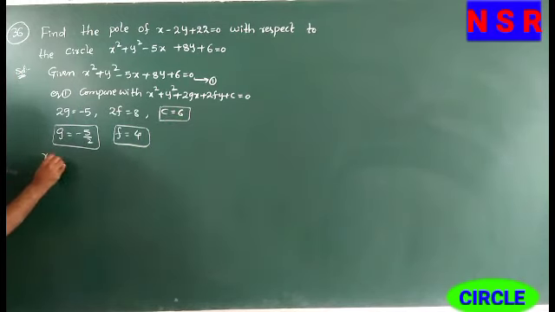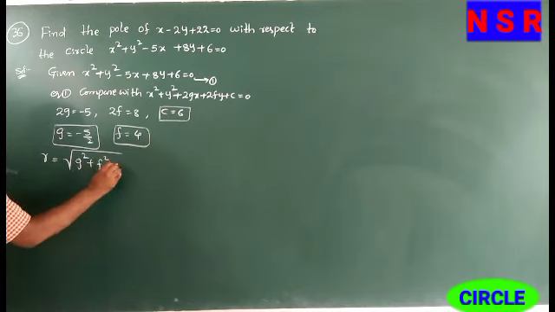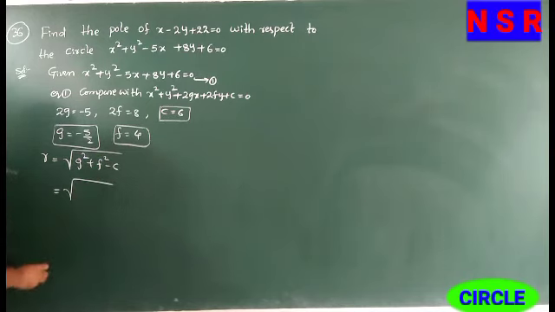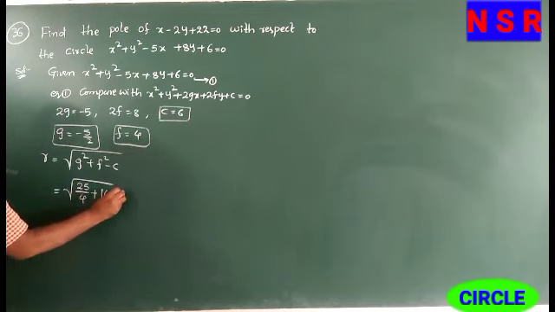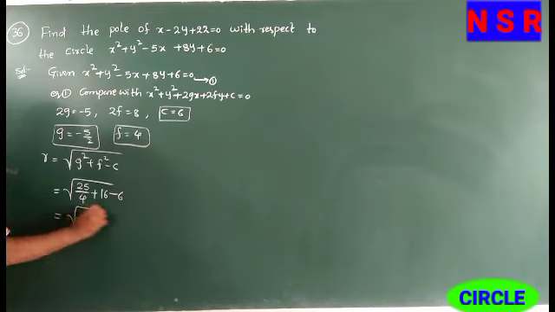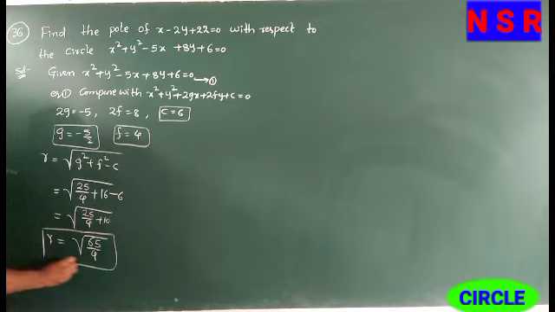Now find the radius: under root of g square plus f square minus c. G square is minus 5 by 2 whole square, which is 25 by 4, plus 4 square, 16, minus 6. So 16 minus 6 is 10, and 25 by 4 plus 10. 10 fours are 40, plus 25, gives 65 by root 4. So this is the R value.